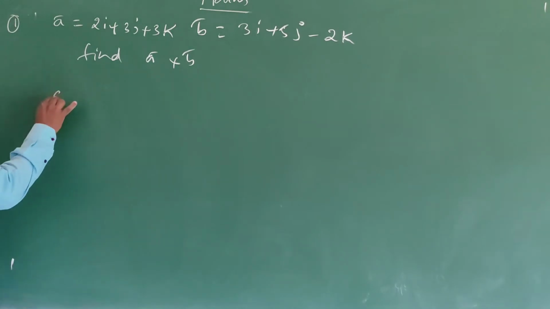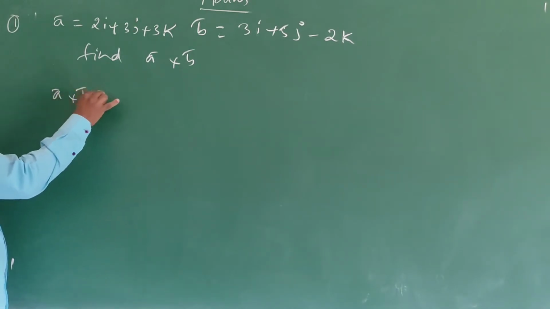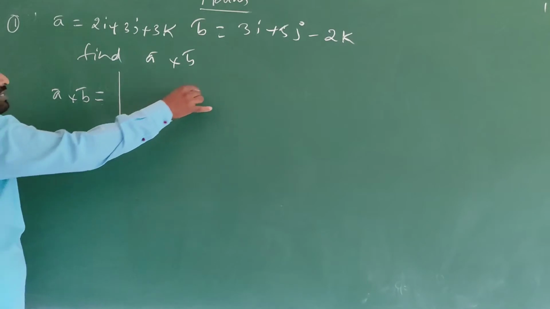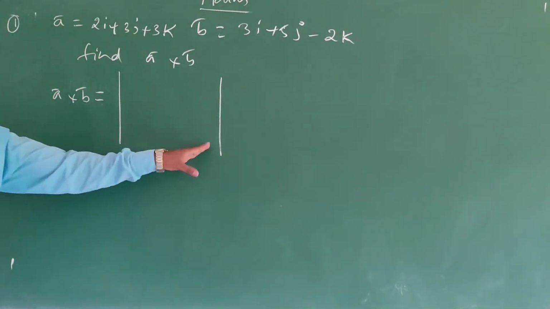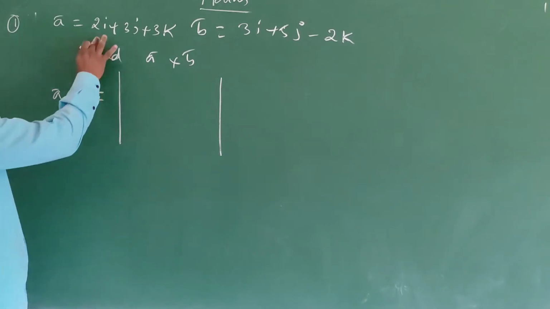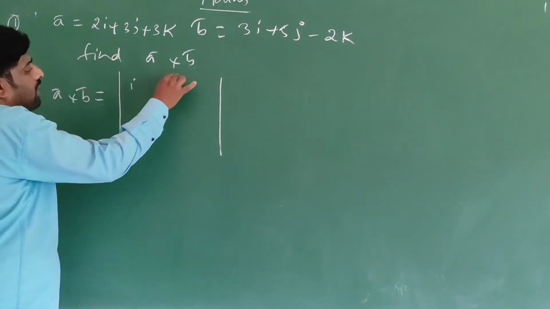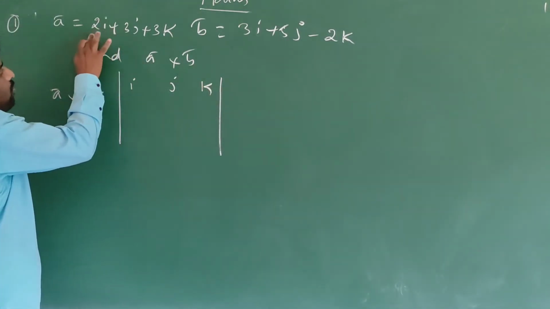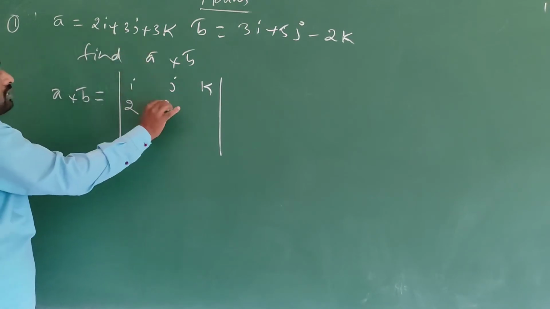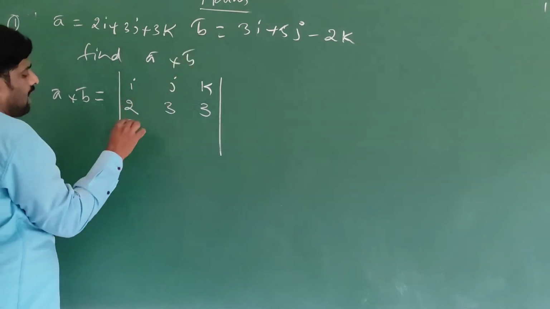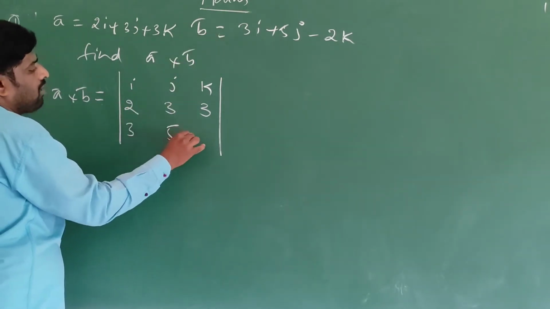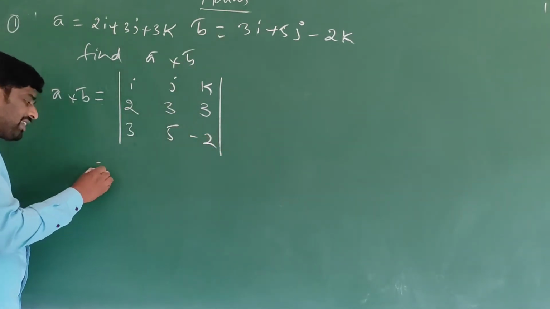So a bar cross b bar can be written as a determinant. This is called a determinant. The first row is i, j, k. The second row is the coefficients of a: 2, 3, 3. The third row is the b vector: 3, 5, minus 2. You have to expand.